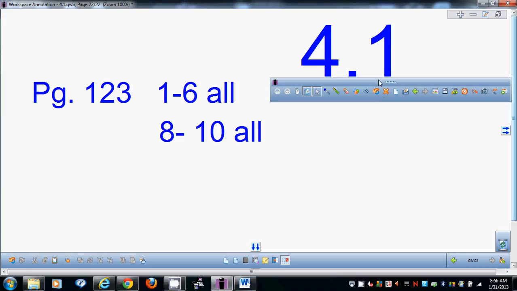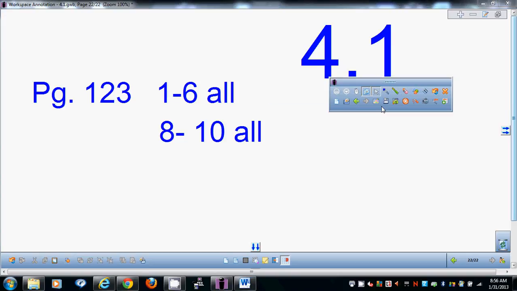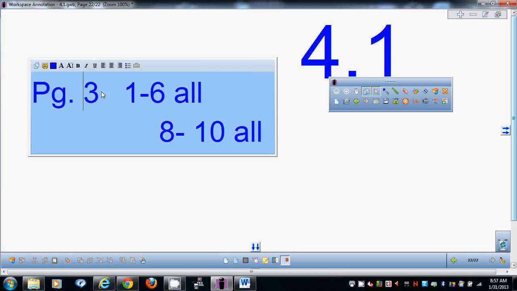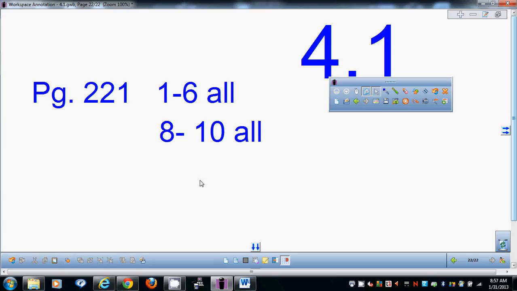What page is it? My bad. Tomorrow, do not turn this in when you are done. Tomorrow we're going to be adding to this. Do not turn it in. But do label it 4.1. Some of you are forgetting your section number. I'm going to start taking off if you forget to put that at the top of your paper. 4.1.